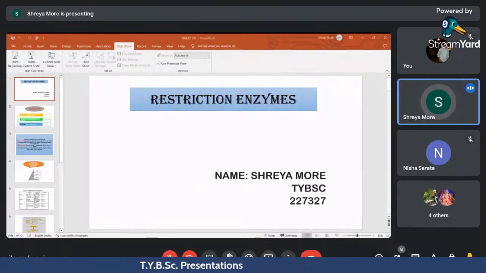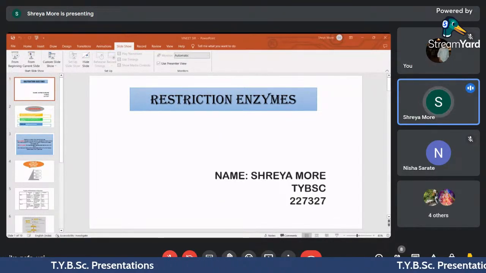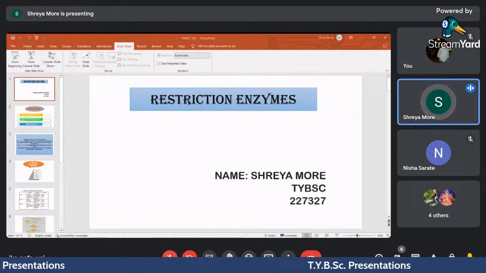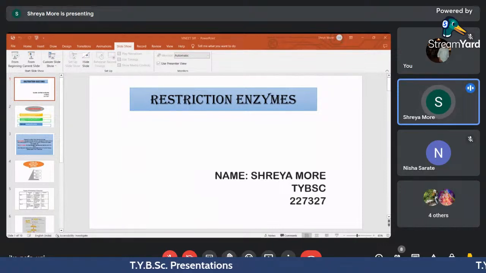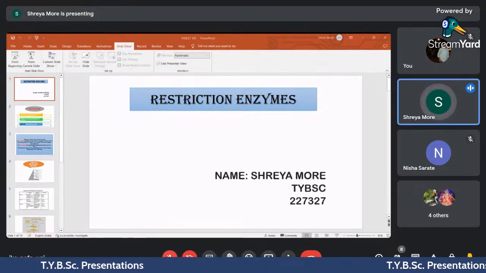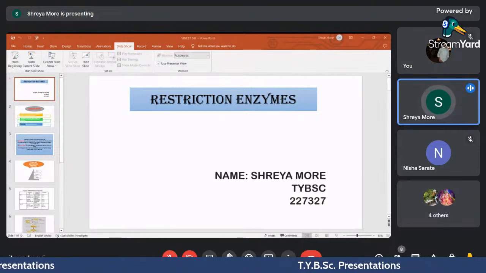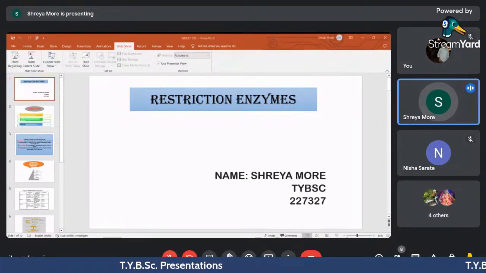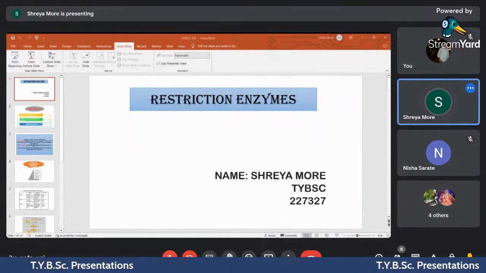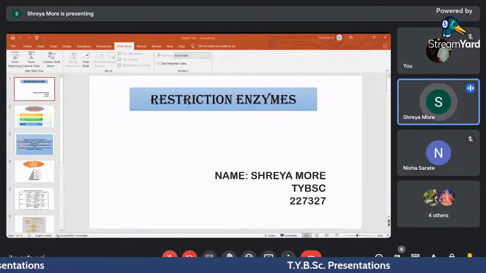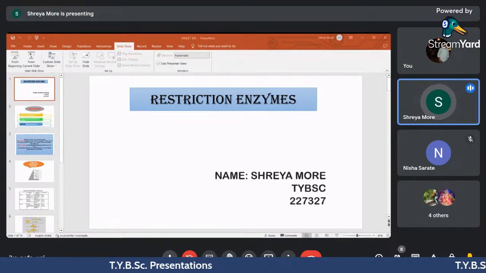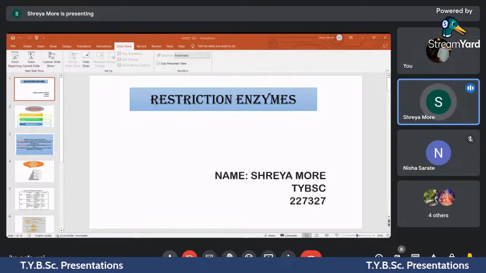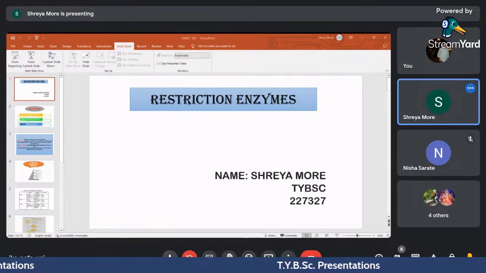So there are two different kinds of restriction enzymes. First is exonucleases and second is endonucleases. Exonucleases are nucleases which cut off nucleotides from the 5' to 3' end of a DNA molecule, and they also act as proofreading during DNA polymerization and DNA replication. So the examples are exonuclease 1 and exonuclease 2. So what are endonucleases? Endonucleases are nucleases which cleave DNA.